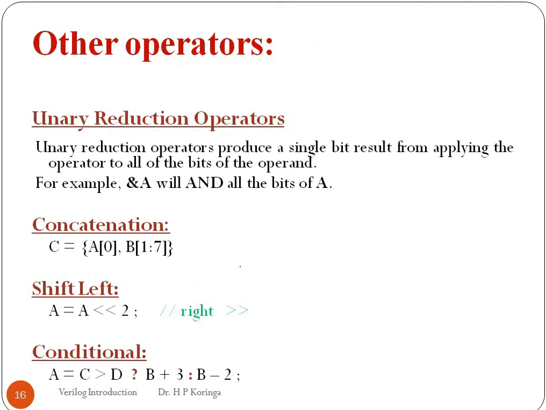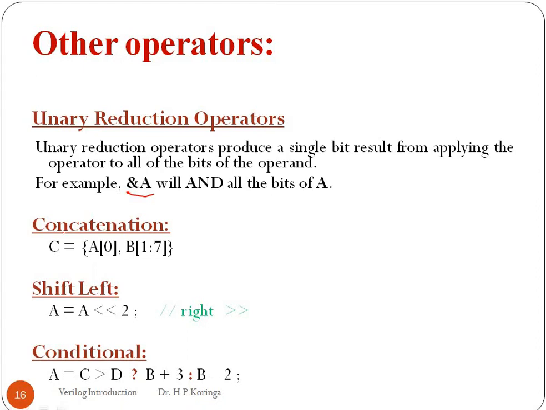Other operators are the unary reduction operators. If we have an 8-bit register and want to and all the 8 bits to check whether all the bits are 1 or not, we can check by anding all the bits of the register. If the output is equal to 1, then we can say all the bits of that register are 1, otherwise the output is 0. It has unary reduction operators, meaning there is only 1 operand. So if you want to perform the AND, you can write &A, and it will perform the anding of all the bits of A.